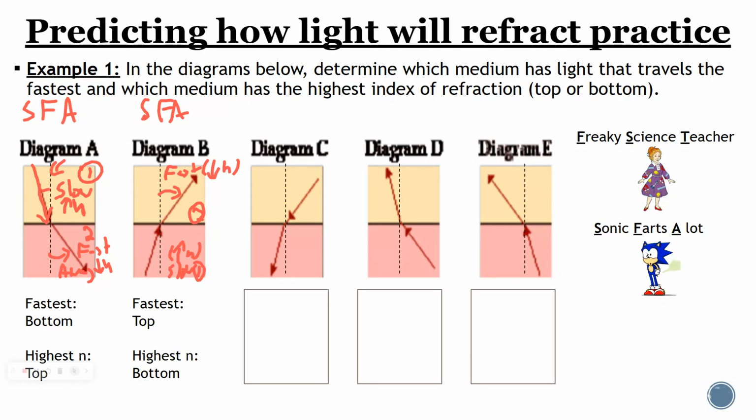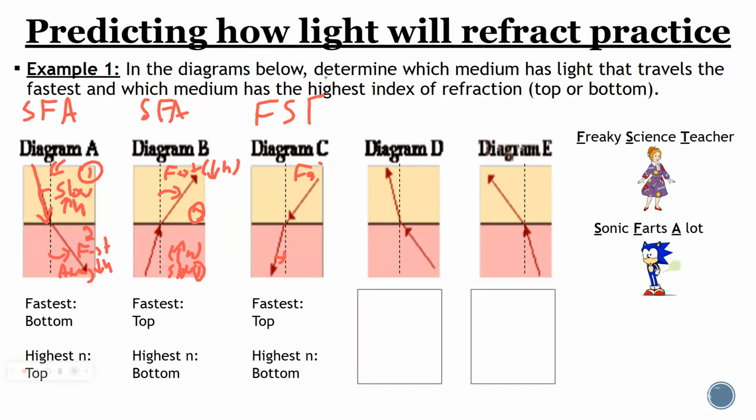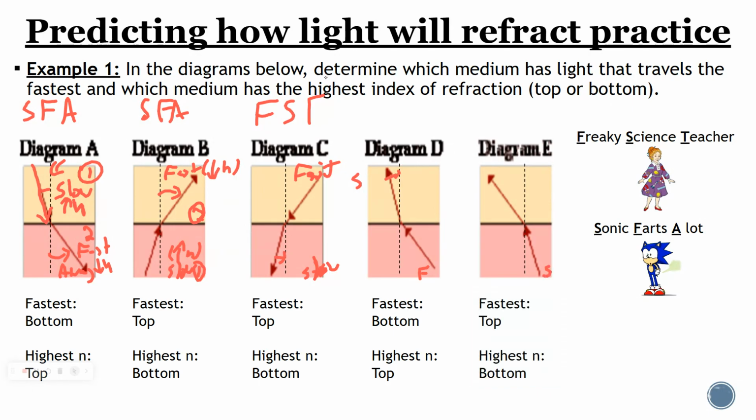You can try diagram C, D, and E, and you can reveal the answers as you go through this PowerPoint. But you can see for diagram C, the top has the fast light. And this makes sense. We're going towards the normal here. So we're looking at a fun science teacher. So fast to slow towards the normal. Here as well, you're looking at a fast to slow towards the normal. And here you're looking at a slow to fast away from the normal.